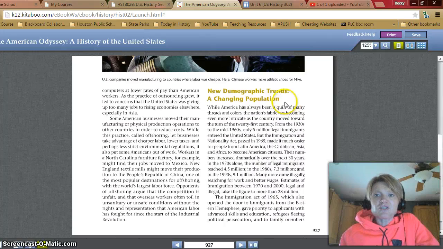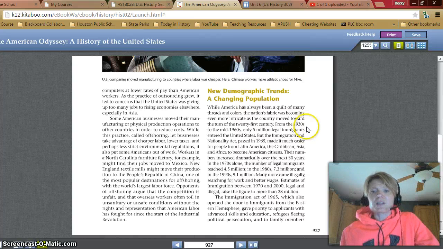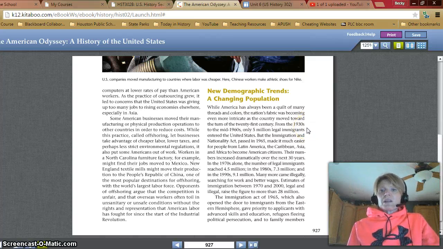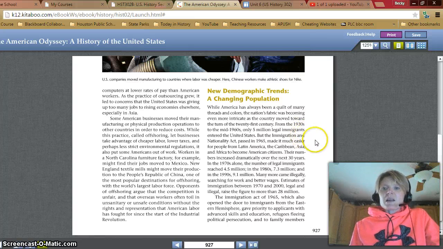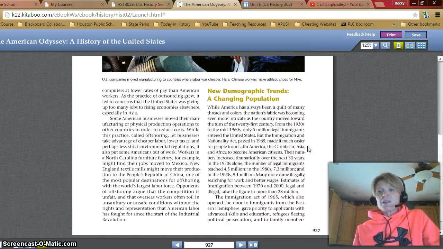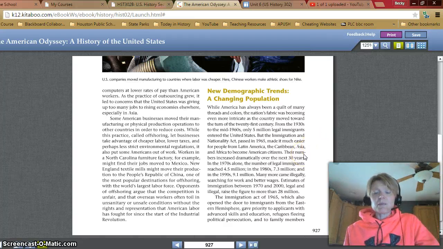How new demographic trends, a changing population. While America has always been a quilt of many threads and colors, the nation's fabric was becoming even more intricate as the country moved toward the turn of the 21st century. From the 1930s to the mid-1960s, only 5 million legal immigrants entered the United States. But the Immigration and Nationality Act, passed in 1965, made it much easier for people from Latin America, the Caribbean, Asia, and Africa to become American citizens.